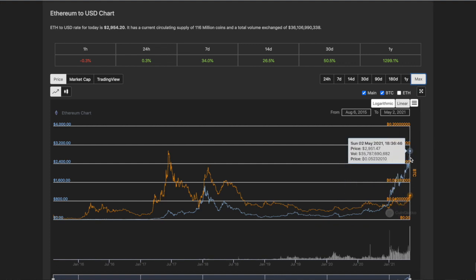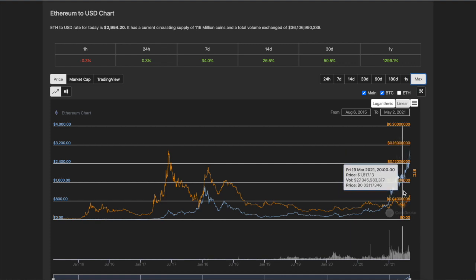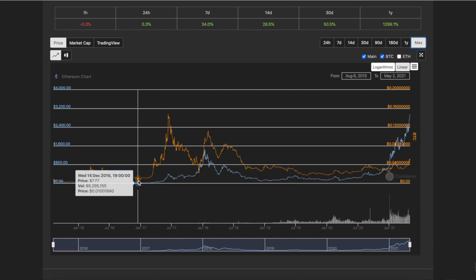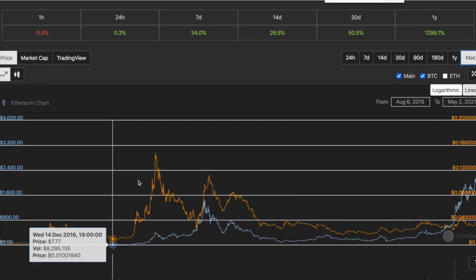The blue is your price in USD for Ethereum. The orange is your BTC value. But look again, guys. Do you see this section right here? I'm going to zoom in so you guys can see it.